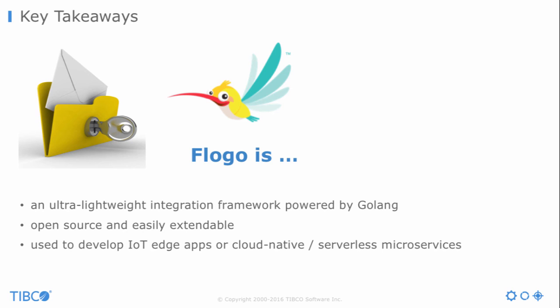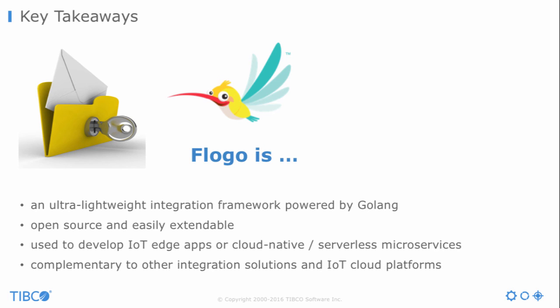You can, of course, also use it to build cloud native microservices for things like Cloud Foundry or Kubernetes, or even serverless microservices. Also very important, in the meantime we are talking about hybrid integration architectures. Therefore, Flogo is very complementary to other IoT integration solutions, to other cloud platforms, and even to things like Node.js and other IoT integration frameworks.